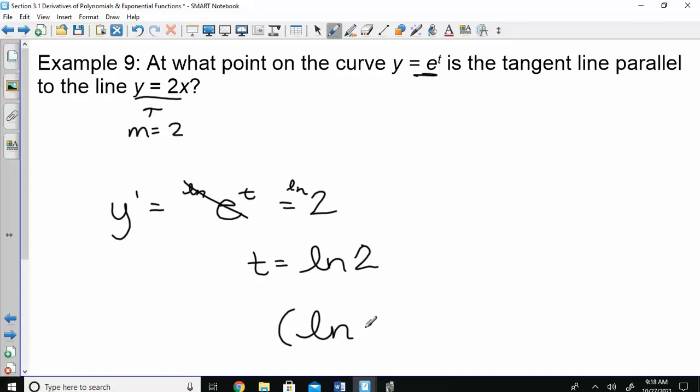If I wanted the ordered pair, then that's like your x value. To get your y, you plug that into the original. What happens when you have an e and a natural log? They cancel, so we'd get our y value to be just a 2.